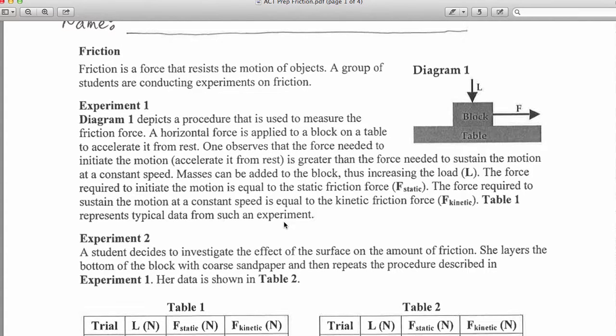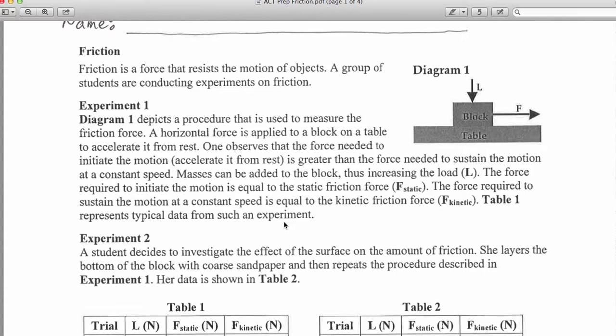A horizontal force is applied to a block on a table to accelerate it from rest. One observes that the force needed to initiate the motion, or accelerate it from rest, is greater than the force needed to sustain the motion at a constant speed. Masses can be added to the block, thus increasing the load, represented by the letter L.